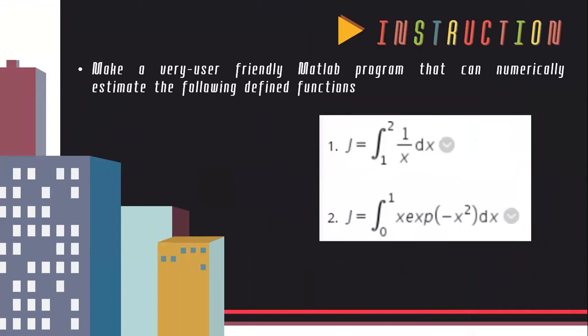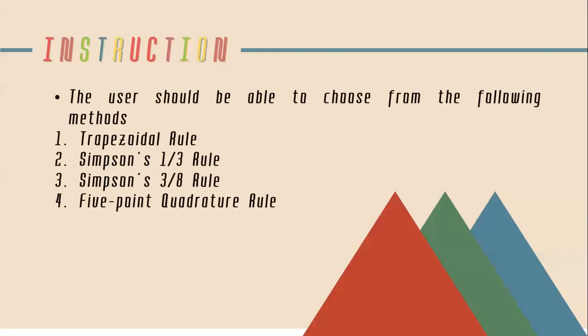The user should be presented with an interface asking which function to solve and which method to apply to solve the chosen function. The user should be able to choose from the following methods: first is the trapezoidal rule, Simpson's 1/3 rule, Simpson's 3/8 rule, and the 5-point quadrature rule. So without further ado, let's use the MATLAB program.